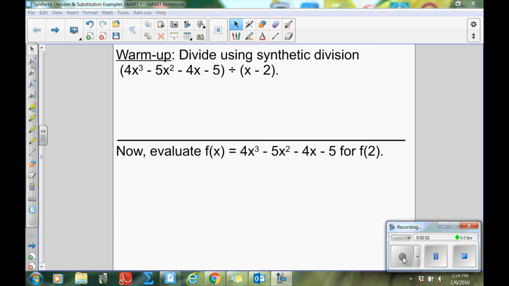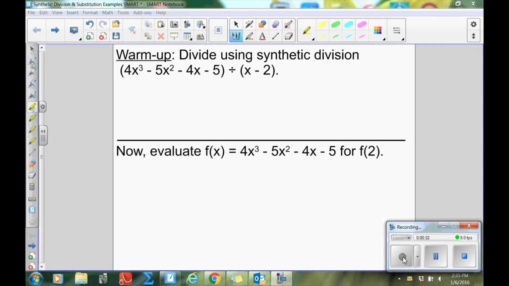It turns out that the synthetic process we use to divide polynomials can also be used to evaluate polynomials. And that's 2 completely different things. Dividing polynomials gives you a polynomial quotient. Evaluating polynomials gives you a numeric value. But the same synthetic process can be used for both. So let's start with the warm-up question.